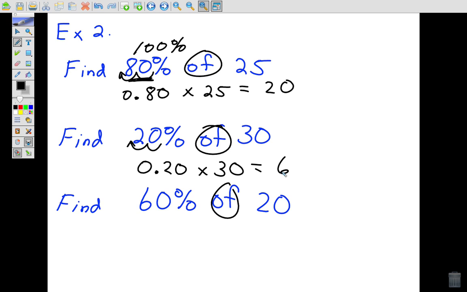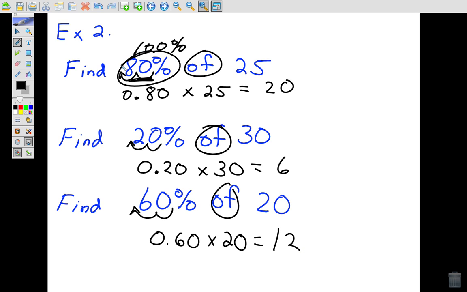Last example, take 60% of 20. Well, change the percent to a decimal. So 0.60 times 20. So 0.6 or 0.60 times 20 would give me 12. So 60% of 20 would give me 12. So to take a percent of a number, you change the percent to a decimal, you multiply it by whatever you want to take the percent of.